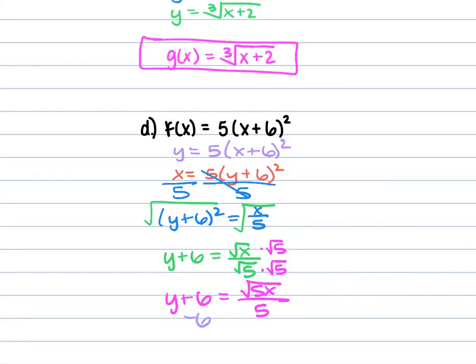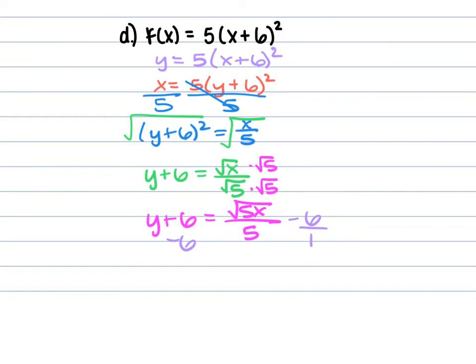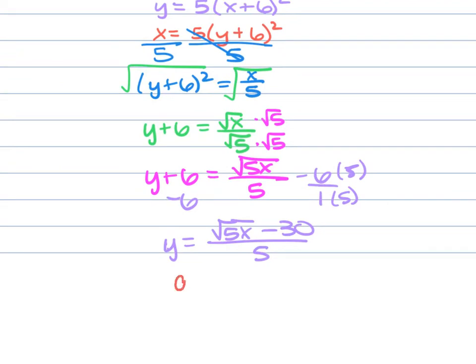We are going to subtract 6 from each side. Remember that 6 is the same thing as 6 over 1, so we'd multiply the top and the bottom here by 5. So this is going to give us y is equal to (the square root of 5x minus 30) all over 5. We rewrite this with g of x and have g of x is equal to (the square root of 5x minus 30) all over 5.